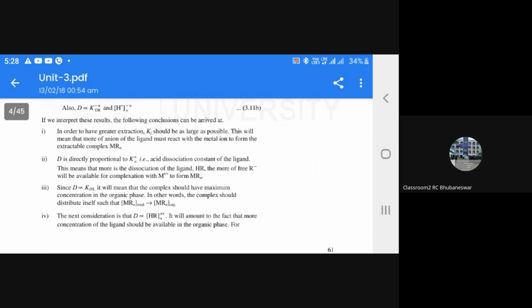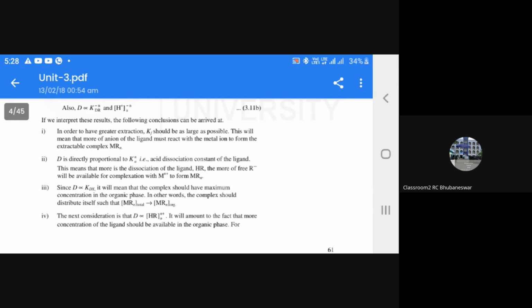And D is directly proportional to Ka, that is the acid dissociation constant of the ligand. This means that the more the dissociation of the ligand HR, the more free R minus will be available for complexation with Mn plus to form the complex. Since D is directly proportional to Kdx, the complex should have maximum concentration in the organic phase. In other words, the complex should distribute itself such that the total MRn tends to be in the organic phase, because it is soluble in organic and insoluble in aqueous phase.